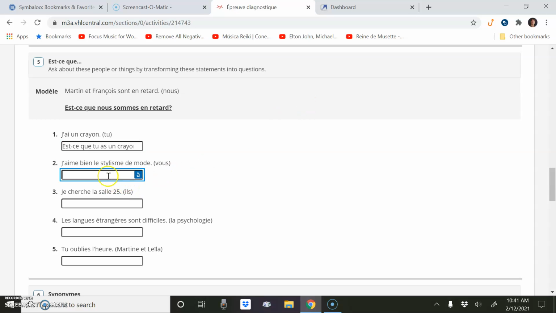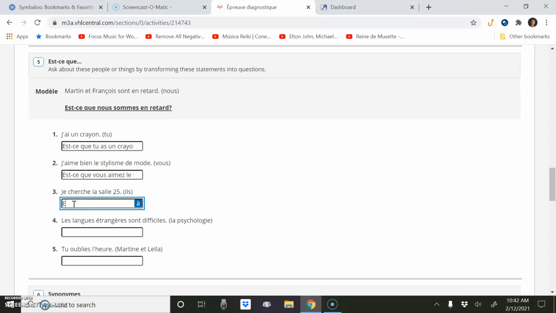If the answer is, I like style and fashion, we're going to ask yes. Est-ce que? Let's see. Oh, they want you to use vous. Okay. Looking for vous. Est-ce que vous aimez? And just copy the sentence. Le stylisme de mode. Yeah, so again with these, you're just putting est-ce que.